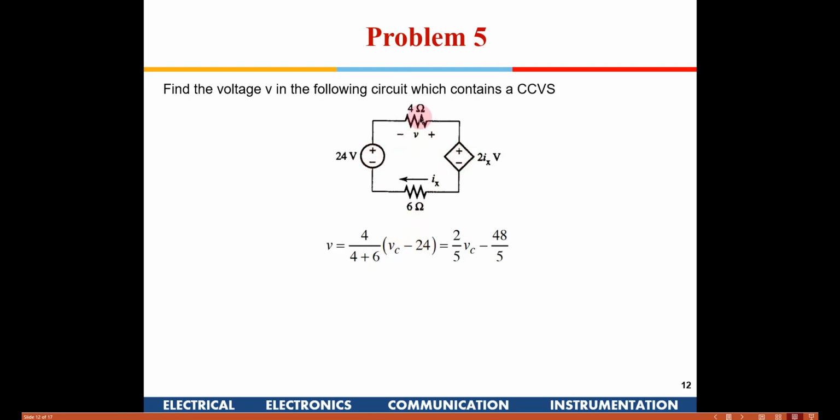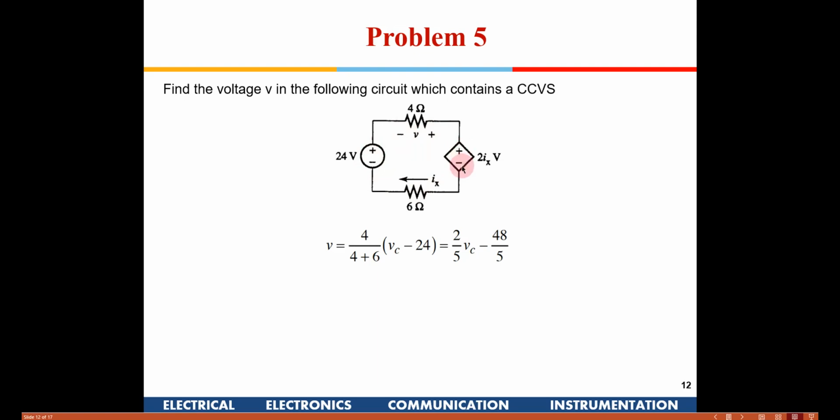Again I am using the potential divider rule, where I have 4 ohms here and 6 ohms here. So the voltage across 4 ohms will be 4 divided by 4 plus 6. So I get an equation: V is equal to 2 by 5 VC minus 48 by 5. Is this equation clear to all of you? How this has come? Yes, sir. It's pretty simple, right? You just have to take care about the polarity.